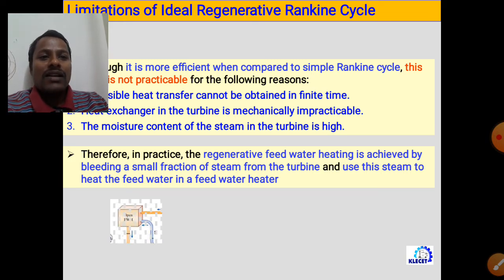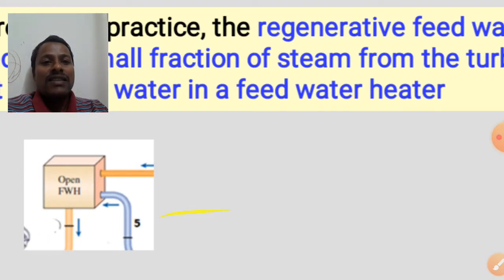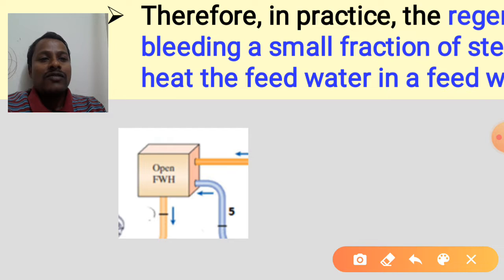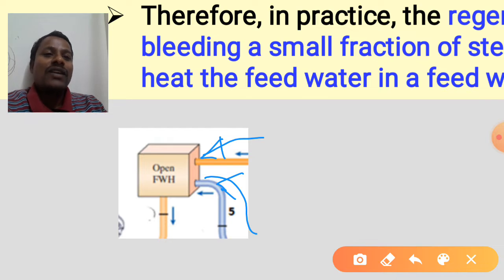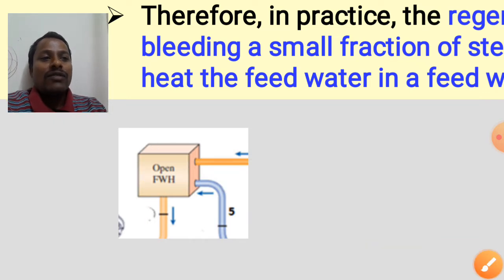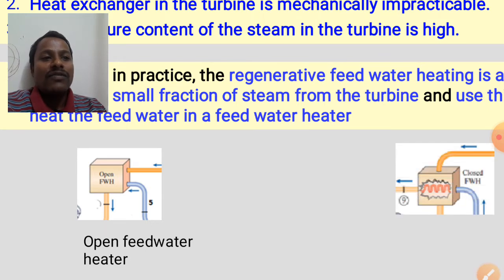So let's look into the feed water heater. See, this is the open feed water heater that has appeared on your screen. Here the bled steam from the steam turbine is sent into the open feed water heater, and the condensate from the pump enters the open feed water heater. Both of them physically mix inside the open feed water heater, then the hot condensate further goes into the boiler.